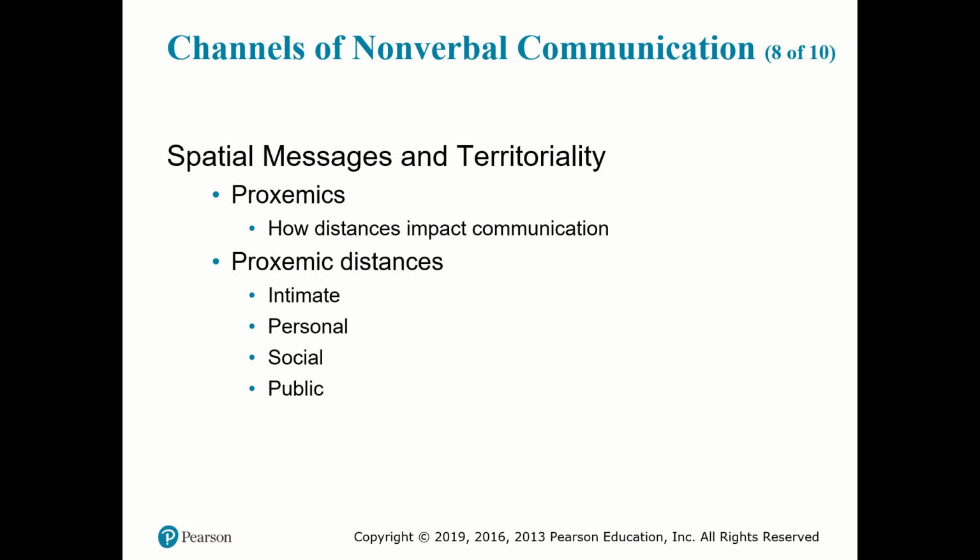And there's this whole section on what's called proxemics. Spatial messages and territoriality. It's a difficult word to say. Territoriality. Proxemics is how distances between people impact communication. So I've left these here: intimate, personal, social, and public spacing.